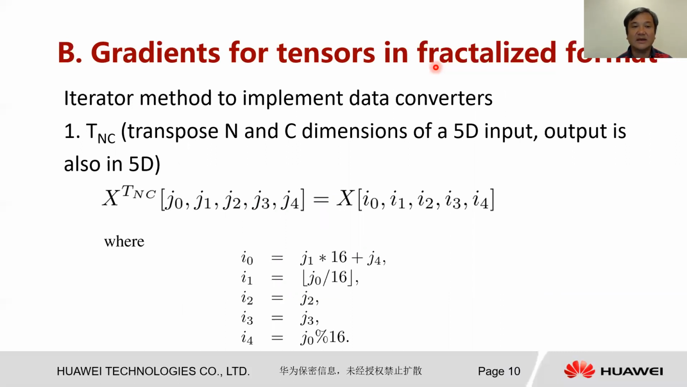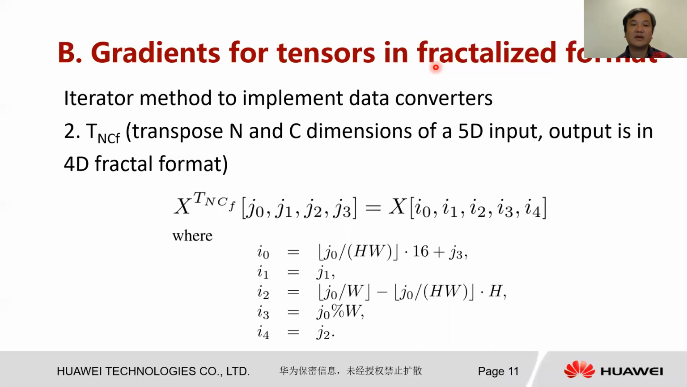So on this slide is a TNC converter, which transposes the N and C dimensions of a 5D input, and the output is also in 5D. So you can see that here both input and output have 5 iterators, and the relationship between those iterators is shown on the slide.